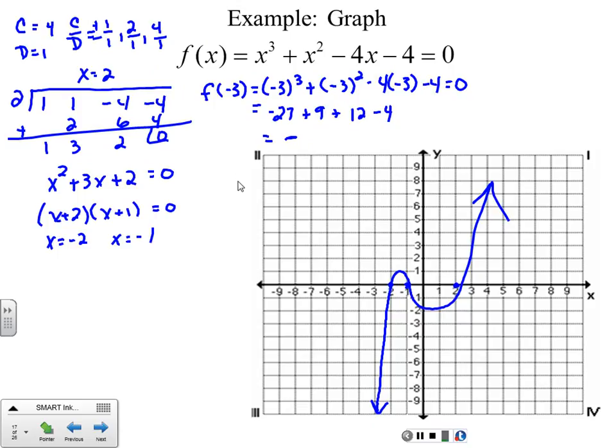Any questions about graphing these polynomial functions? Do you want to try another one on your own? Or are you good? You want to try another one on your own? Do this.